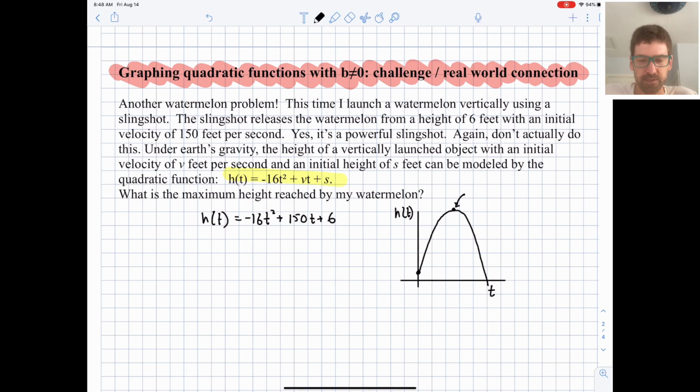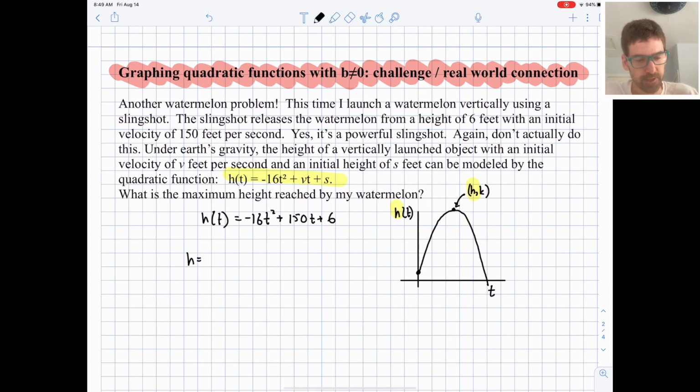What's the maximum height reached by my watermelon? So this is h comma k, and also to be clear, this h is different from that h, right? The h comma k are just the coordinates of the vertex, and the h of t is the height varying with time. Okay, so we have a couple h's to be careful about. Let's just find the vertex, okay?